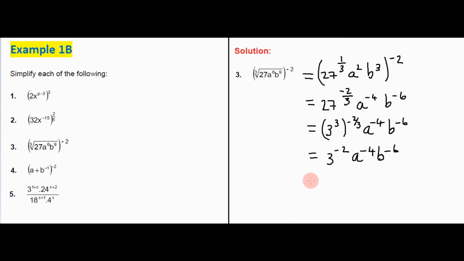Now, all the powers here are negative, so we can write it as 1 over, and all the powers become positive. So 1 over 3 squared, a to the 4, b to the 6th, and then finally, 3 squared, of course, is 9. So it's 1 over 9, a to the 4, b to the 6.